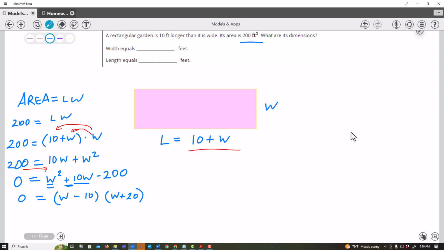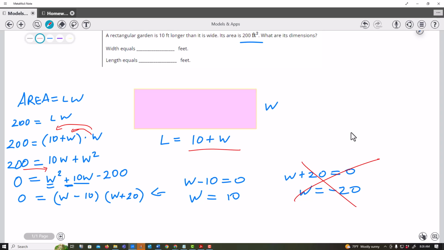Then you set both factors equal to 0: W minus 10 equals 0, and W plus 20 equals 0. Well, solving these, only one makes sense because we're not going to have a negative width. So this simply says the width equals 10. And then the length would equal 20.